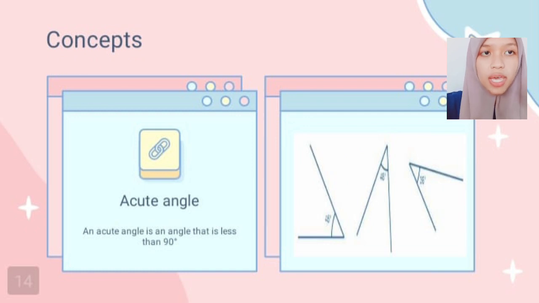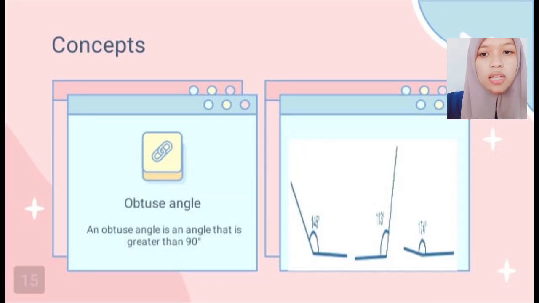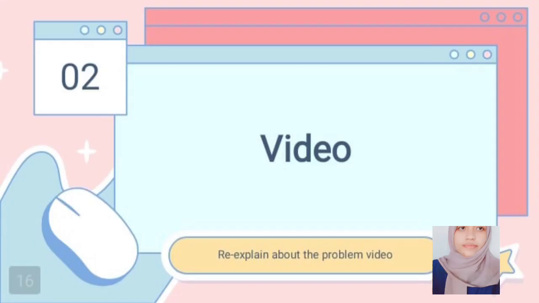Okay, next we have acute angle. An acute angle is an angle that is less than 90 degrees. Next we have obtuse angle, which is an angle that is greater than 90 degrees. Next I'll explain about the problems in the video.